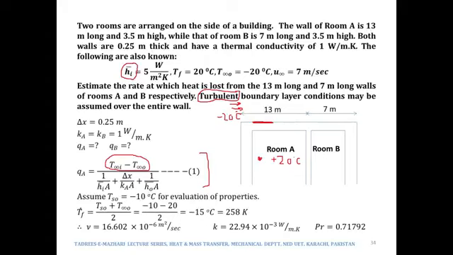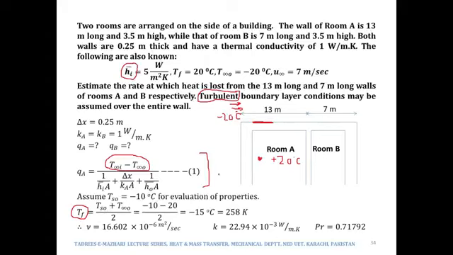But we need to calculate the properties first. So we need to calculate the properties at the film temperature. So film temperature, this TF is in fact different from this TF. This TF means the temperature of the fluid inside the room. Over here this TF represents the film temperature, which is calculated to determine the properties from the tables.